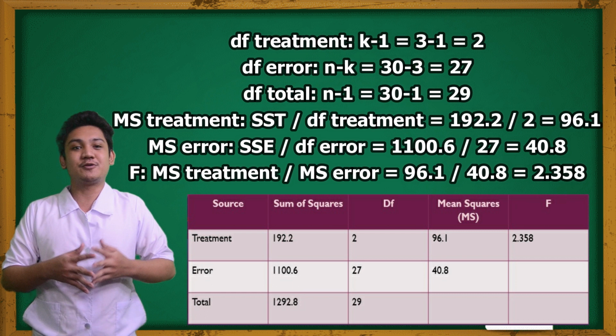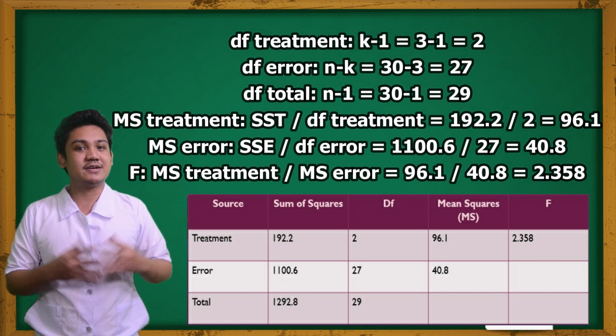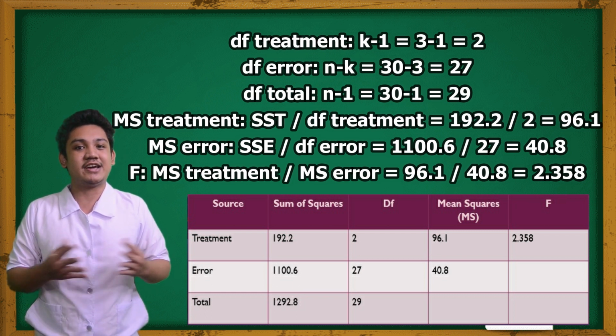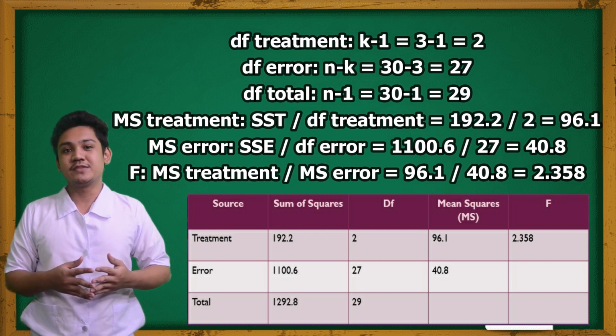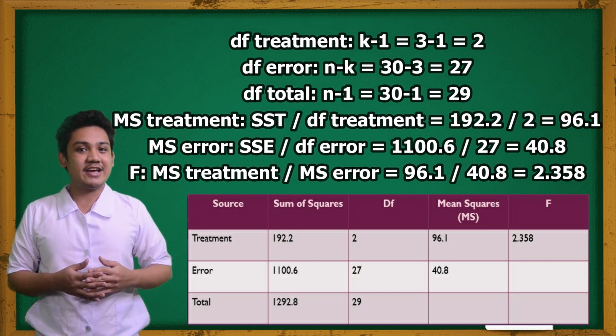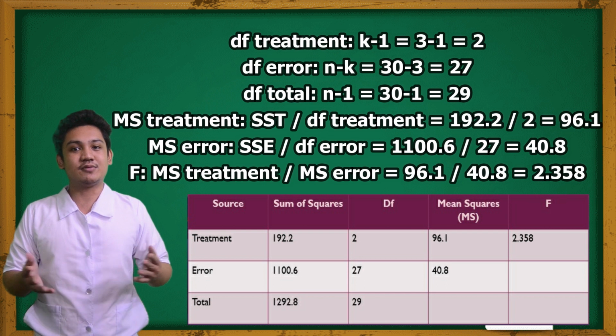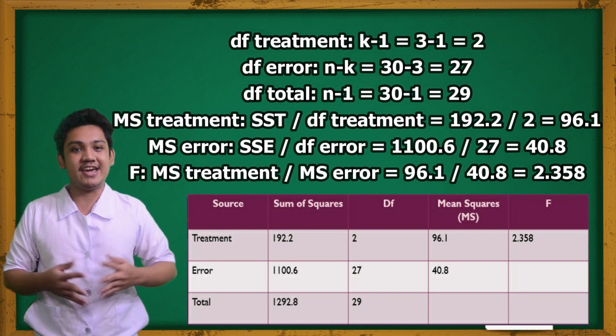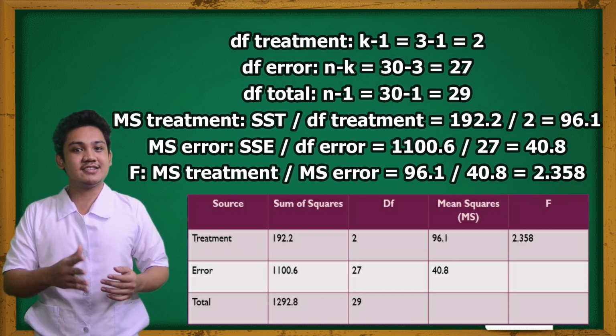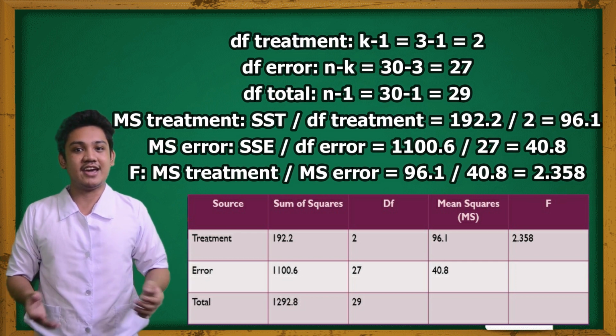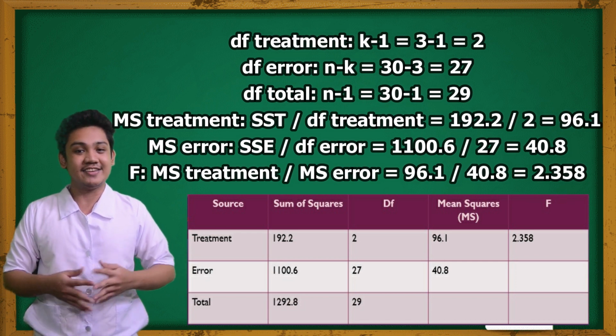The formula for finding F is MS treatment divided by MS error. It is equal to 96.1 divided by 40.8, which is equal to 2.358. Note that N is equal to the total observations and K is equal to the total number of groups.